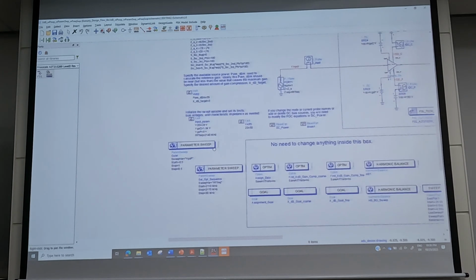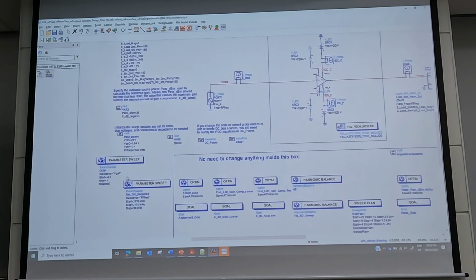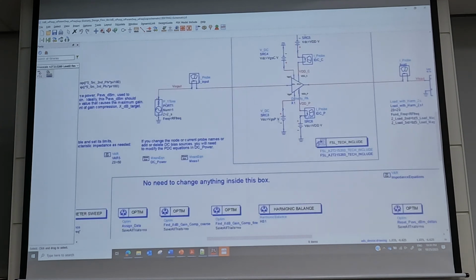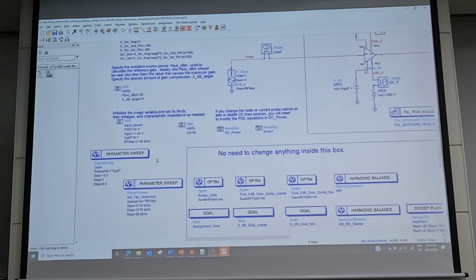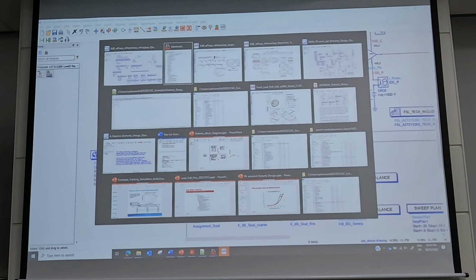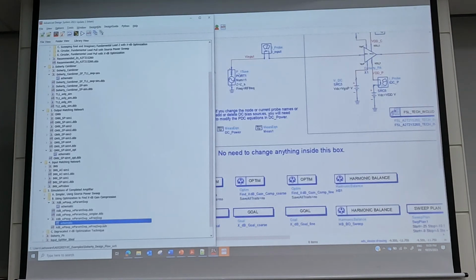So I'm sweeping the gate bias, which sets the power required to turn on the peaking amplifier. As you change that bias, the power required to turn on the peaking amplifier changes, and the gain compression and the power out efficiency curve shapes change. Then we're also sweeping frequency as well. So the result is this.